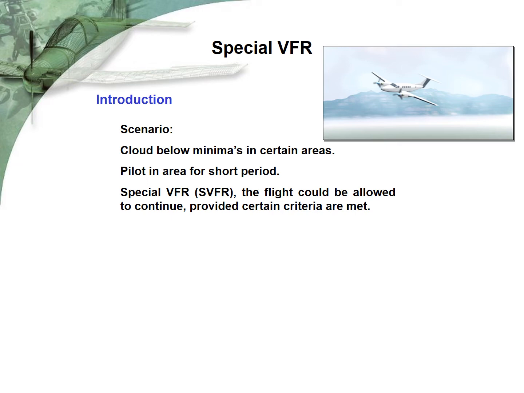After defining special VFR, now we can look at the special VFR criteria, the requirements that have to be met for us to continue with a special VFR. So on to the special VFR criteria. Number one is that special VFR may only be issued by approach inside a control zone and not inside aerodrome traffic areas and aerodrome traffic zones.